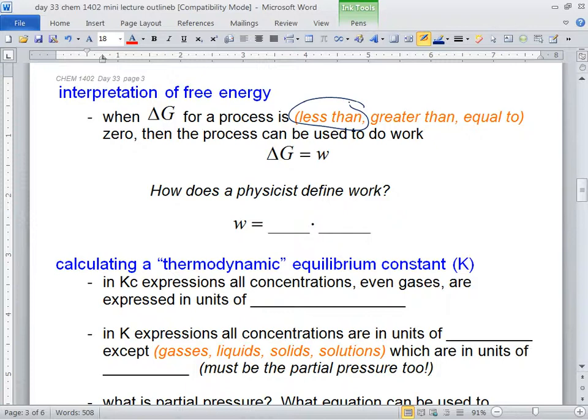I don't know who's had physics here. Let's see if Mia's had physics. A physicist will say work is what times what. Now work can be anything, but when you're trying to get something done, move an engine or move a car, work is what times what? Distance times force. Force times distance, whatever.